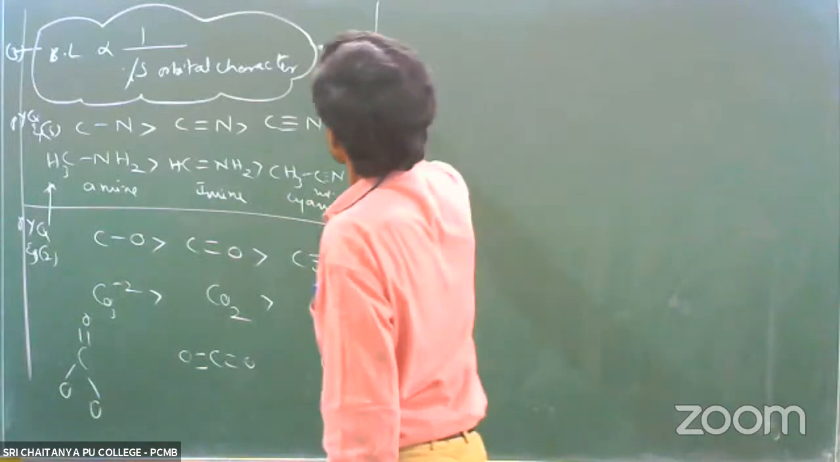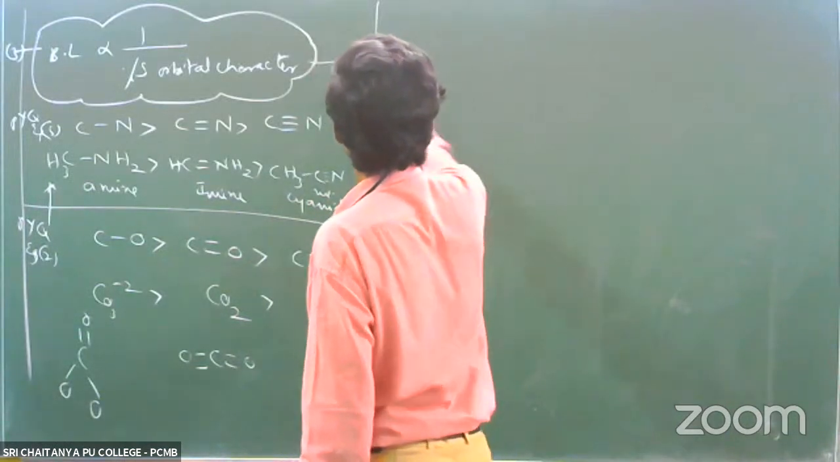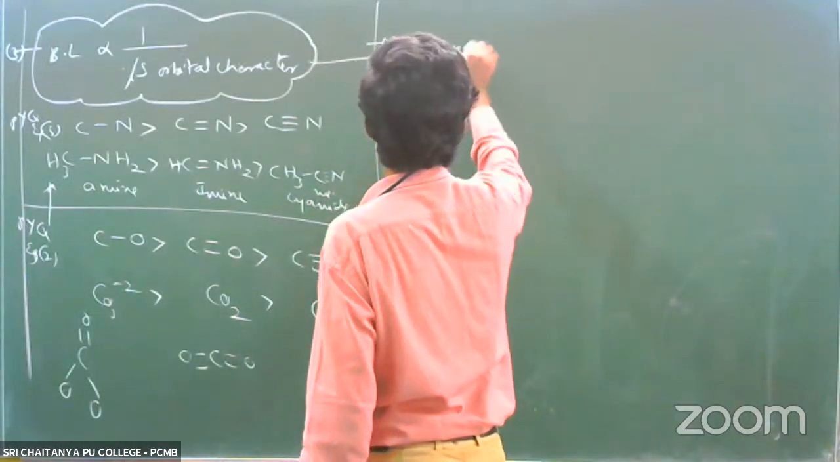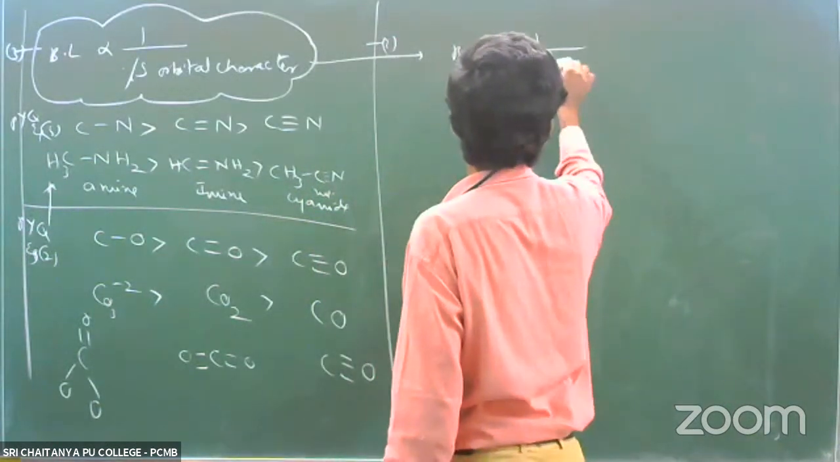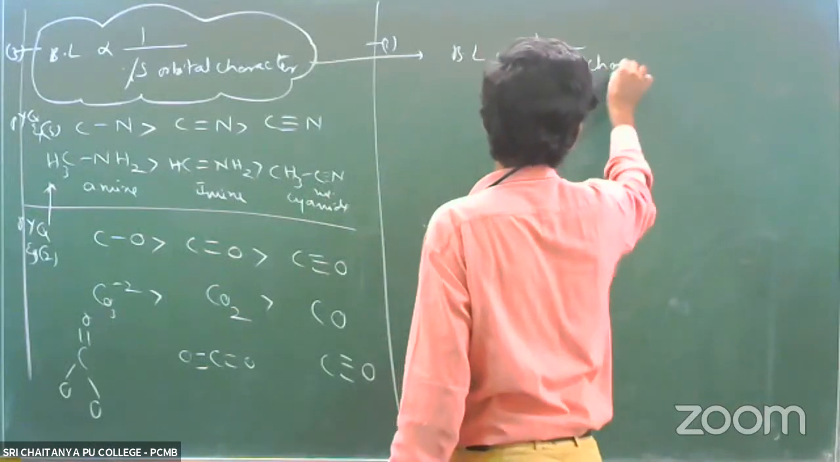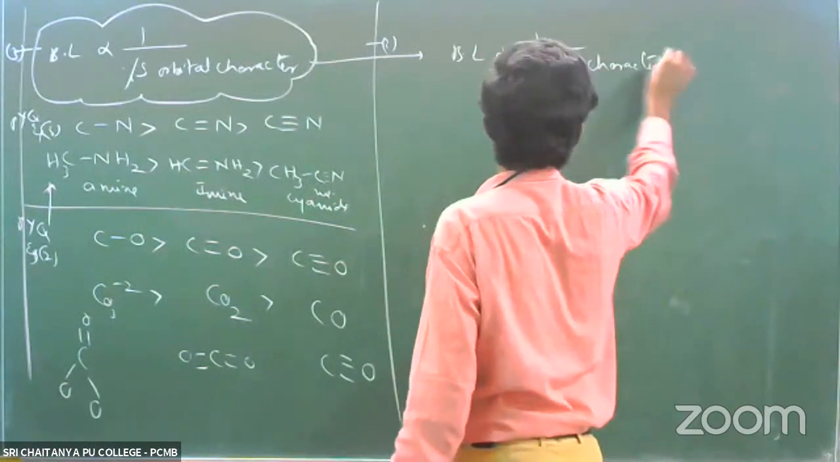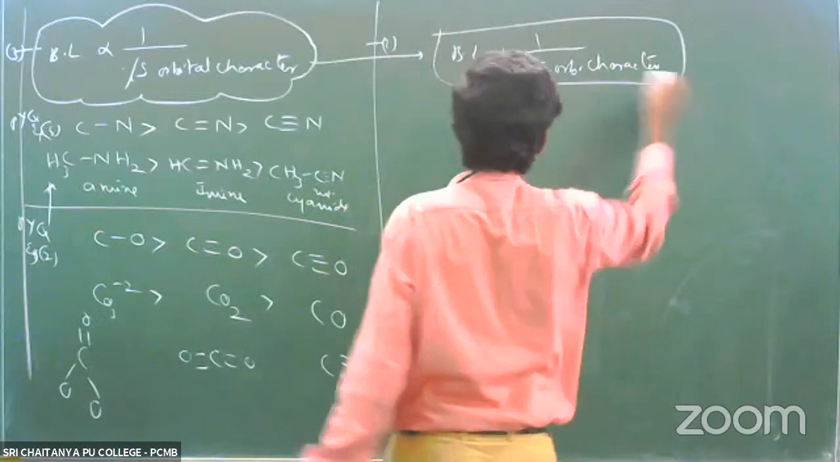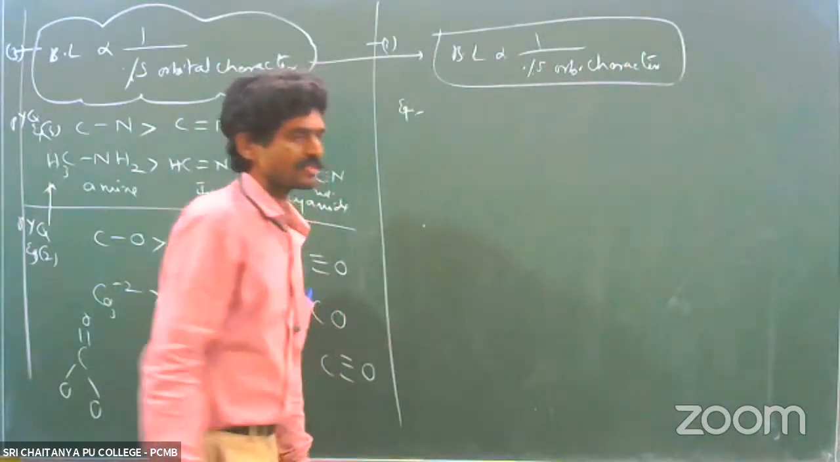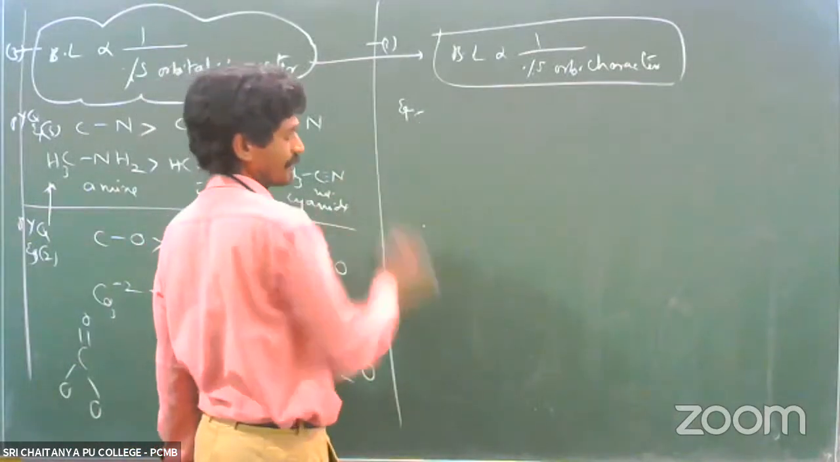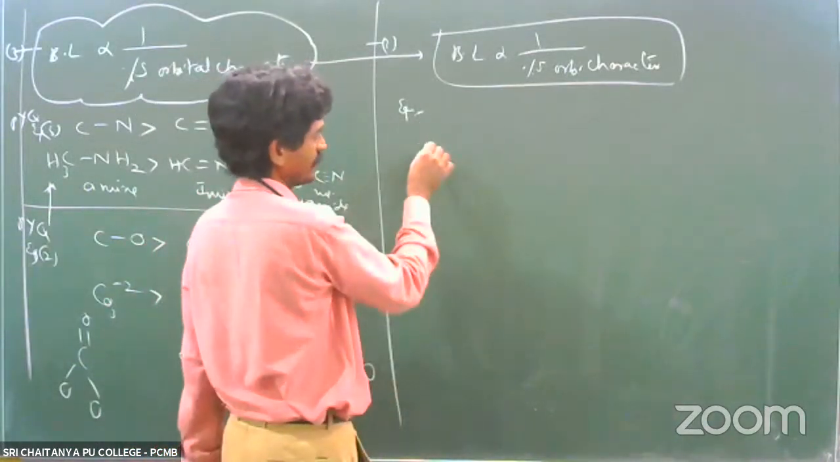Next one, that is the third factor. For this, now I'm going to give an example. Bond length is inversely proportional to what? Percentage of s orbital character. For this, I'm going to do different examples. They will make it confusing for you, but don't get confused. I'll give you simple tricks here also. Look here, for example.